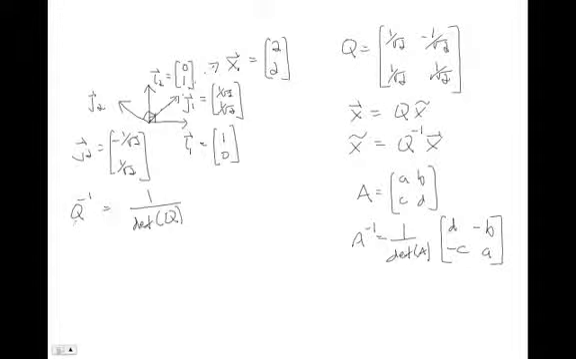So the determinant of Q, or Q inverse, is going to be the determinant of Q times this matrix where I swap the diagonals, but they just stay the same, and then I negate the off-diagonal, so this becomes 1 over square root of 2, and this becomes minus 1 over square root of 2. So now I have to find the determinant of this matrix. To do that, the determinant of Q is equal to this times this minus this times this.